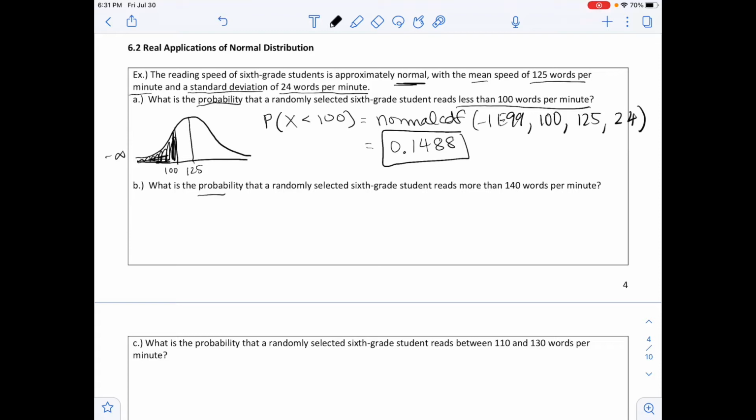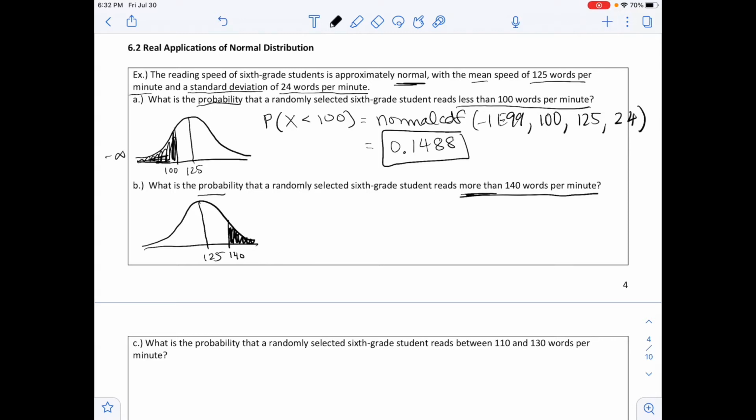Part B says, what is the probability that a randomly selected 6th grade student reads more than 140 words per minute? Again, sketching this out, put your normal curve, put your mean of 125 words per minute on there, and this one says that they read more than 140 words per minute. So 140 is to the right, and since it says more than, we're going to be shading to the right. These would be students that would have excelled in reading, and so maybe they want to give this to a certain percentage of students or figure out the top 2%, which would be your GATE students.